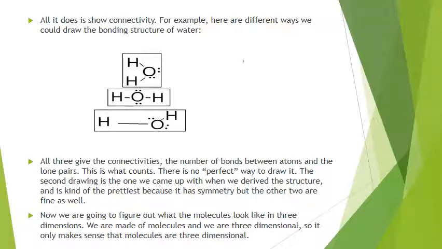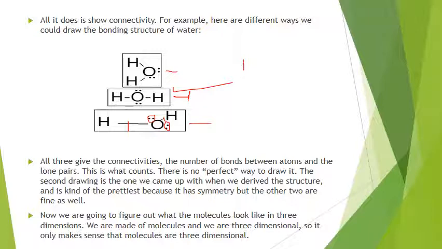So when we write out water, we might write it out like this when we figure out its bonding. But we could also write it like this, and we could also write it like this. It doesn't matter. The main thing is that you see that it has two bonds between the oxygen and hydrogen, and it has two lone pairs. It's nice to draw it symmetrical, but it doesn't have to be, at least when you're doing two dimensions.